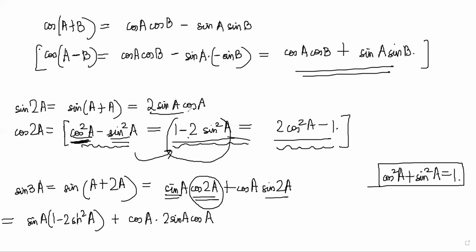Yes. I'm using this formula for sin 2A. And this becomes basically sin A minus 2 sin cube A plus 2 sin A into cos square A, right? Cos A into cos A, right? Yes. And cos square A can be written as 1 minus sin square A.